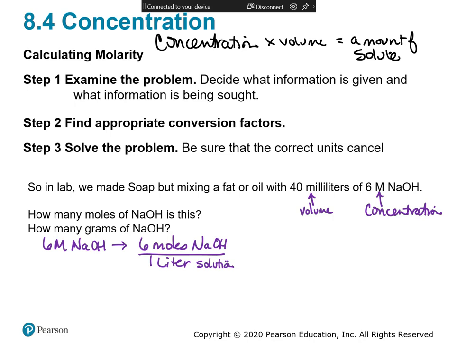So I can take this concentration times the volume, but do you see that my units are in liters in molarity, and my volume in this example is 40 milliliters. I cannot multiply liters and milliliters. That's like multiplying quarts and gallons. I've got to make sure that I put the units in the same. They have to have the same value. So I've got to take 40 mLs and convert it to liters. That way I can multiply them in liters, and liters will cancel.